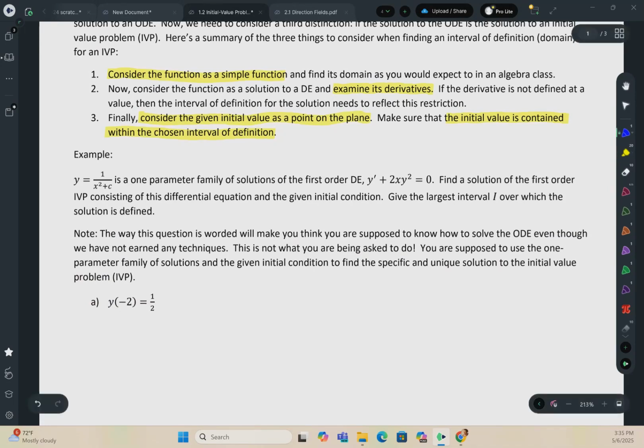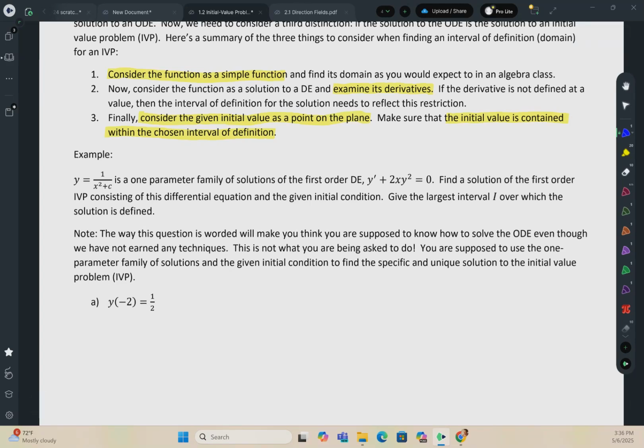So in this example, we are told that y equals 1 over x squared plus c is a one-parameter family of solutions. So they already did the work. They solved a differential equation. It was y prime plus 2xy squared equals 0. They already solved it. They found that the solution is y equals 1 over x squared plus c.